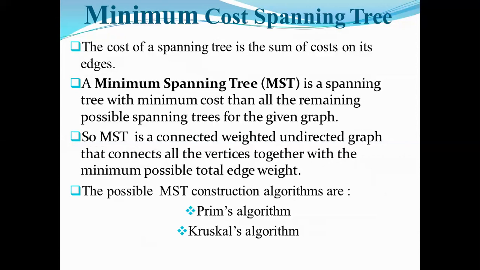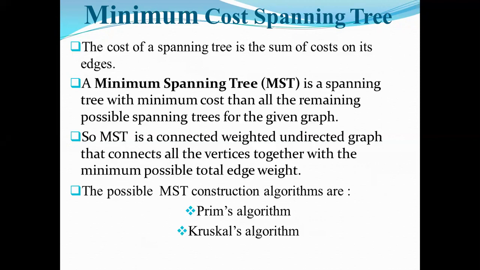So MST, the minimum spanning tree, is for a connected, weighted, undirected graph. Is it clear now? It connects all the vertices together, with the minimum edge cost, the minimum edge weights. You must have all the vertices of the graph in the spanning tree, but every time we include an edge in the spanning tree, that edge cost must be minimum among all the remaining edges. Like that, we select the minimum cost edge every time. If we connect all the vertices of the graph this way, then we say that it is a minimum cost spanning tree.